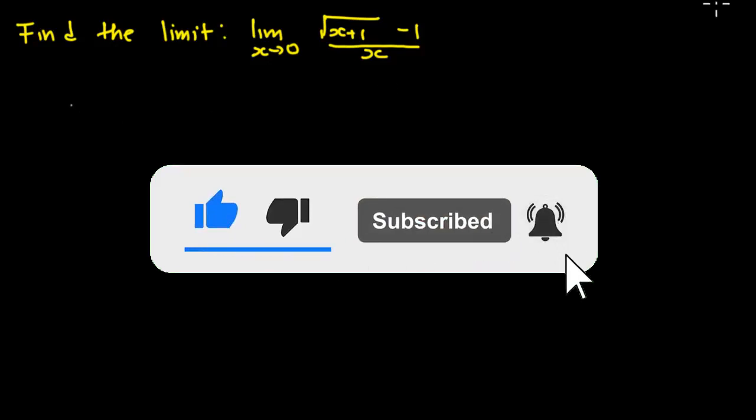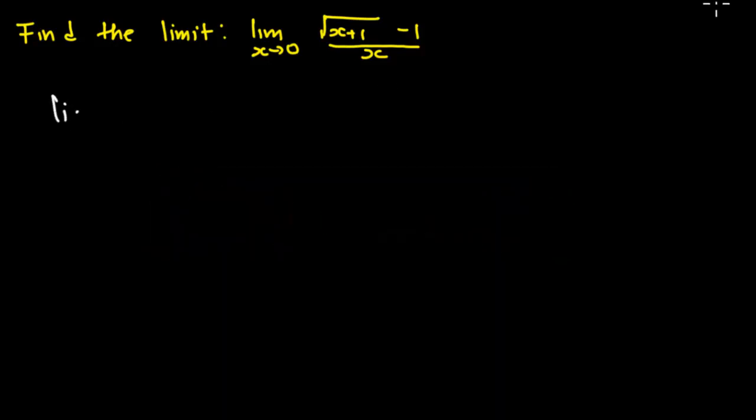Now let us write the question again. So we are going to have the limit as x approaches 0 of the square root of x plus 1 minus 1 all over x. And from here let us use direct substitution and see what we are going to get.